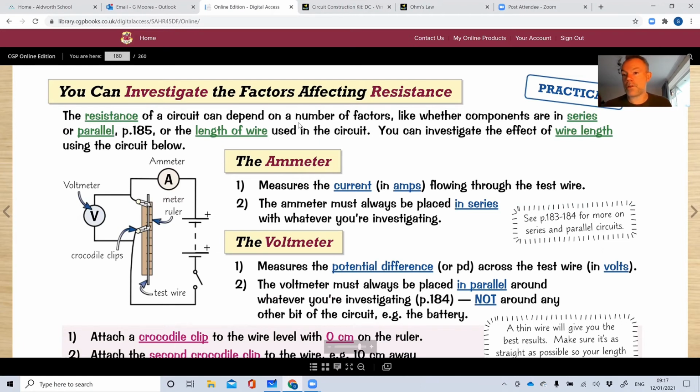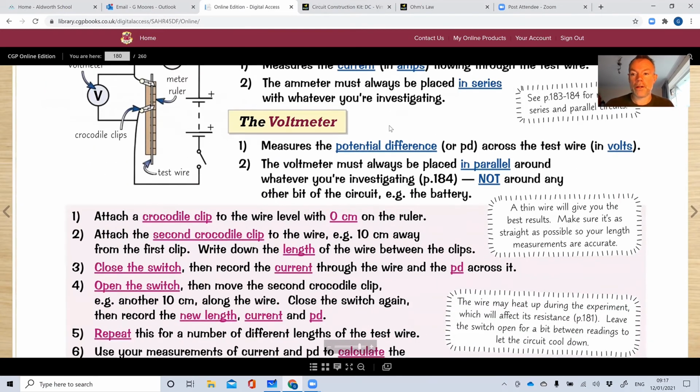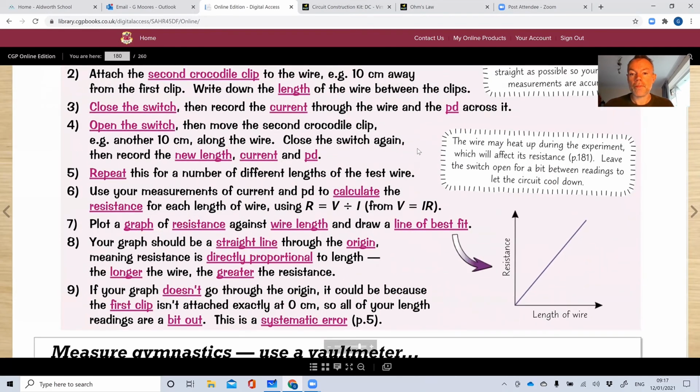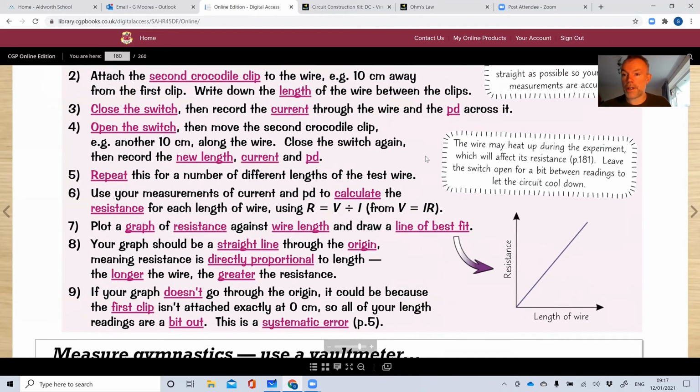We keep it the same by not leaving the electricity on for very long, do our reading quickly, and by letting it cool down each time. So you do that, you read your current and voltage, you write them down, and then you do a longer bit of wire. Switch back on, do your current, your voltage, write it down, and you end up with a table where you've got the current, the voltage, and the length of wire. Okay, and then for each current and voltage, you work out the resistance. So you know the resistance for each length of wire.